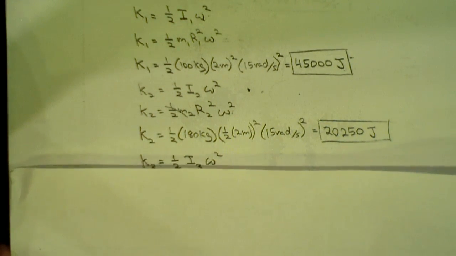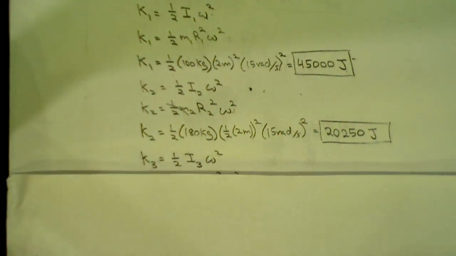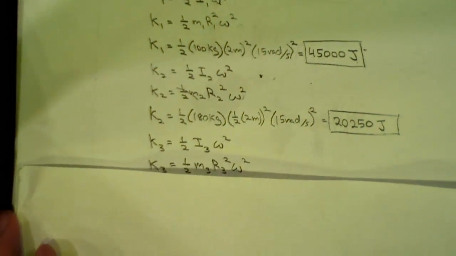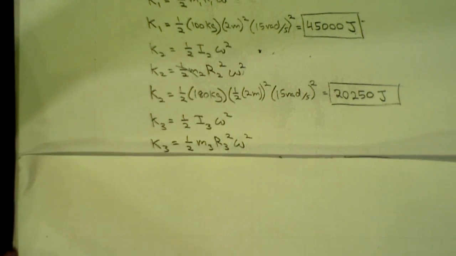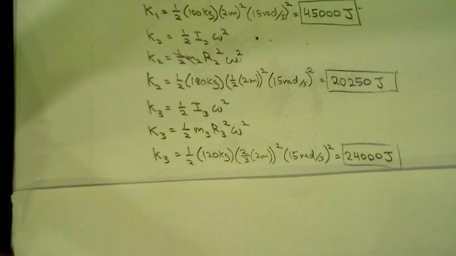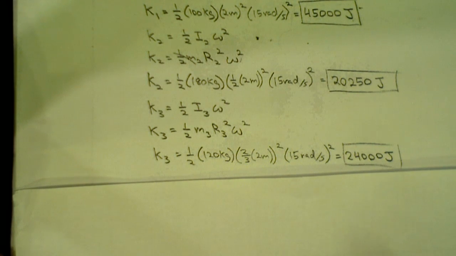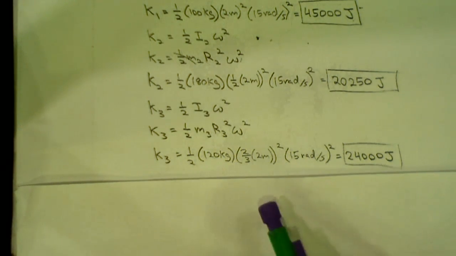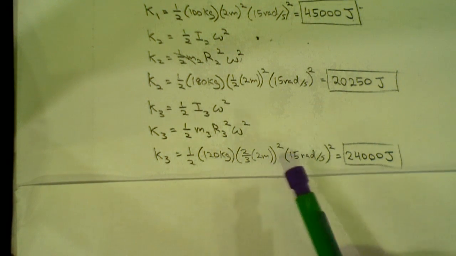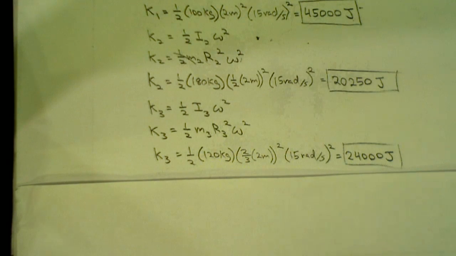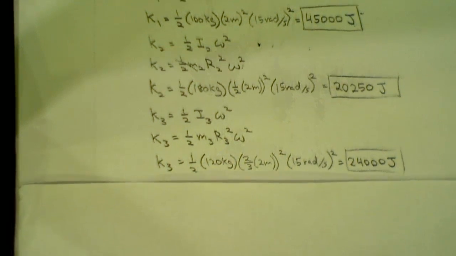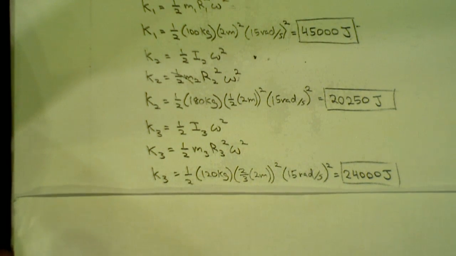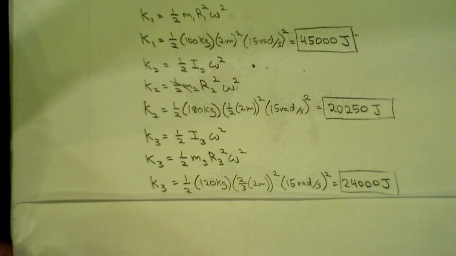And then finally, we do the third child, very similar to the second one. So we do the 1/2 m3 r3 squared, omega squared. All right. And then m3 is given as 120 kilograms. And this child is standing 2/3 the radius, so that's where the 2/3 comes from. Then times the 2, which is the radius. Square that, then we have omega squared. And then when we calculate that, we get 24,000 joules. So it turns out for this problem, the first child, which is Bob, has the most kinetic energy.